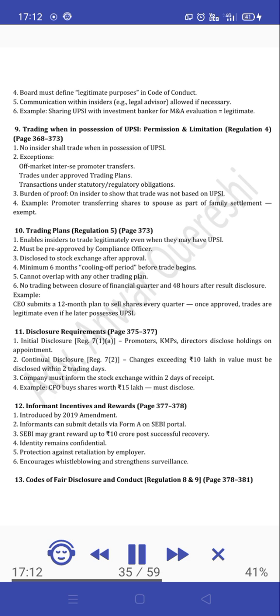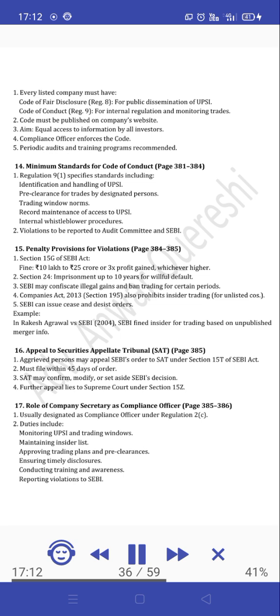13. Codes of Fair Disclosure and Conduct, Regulation 8 and 9, page 378. 381-1. Every listed company must have a Code of Fair Disclosure, Reg. 8, for public dissemination of UPSI, and a Code of Conduct, Reg. 9, for internal regulation and monitoring trades.